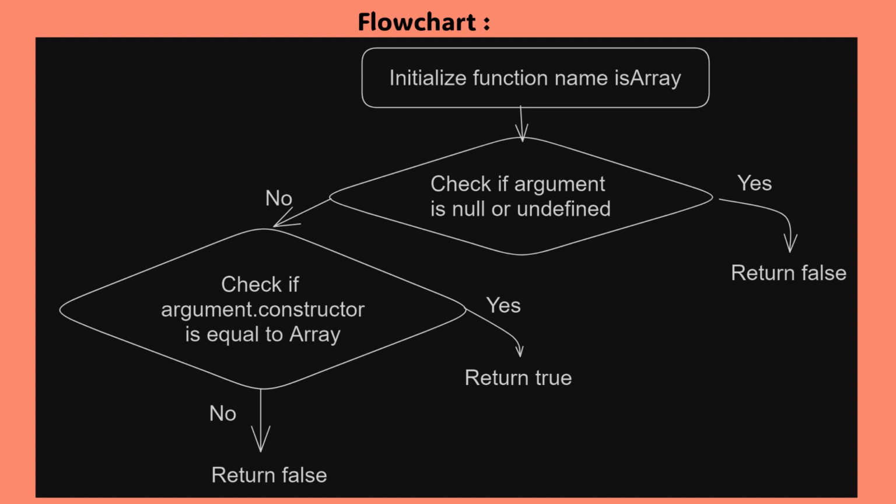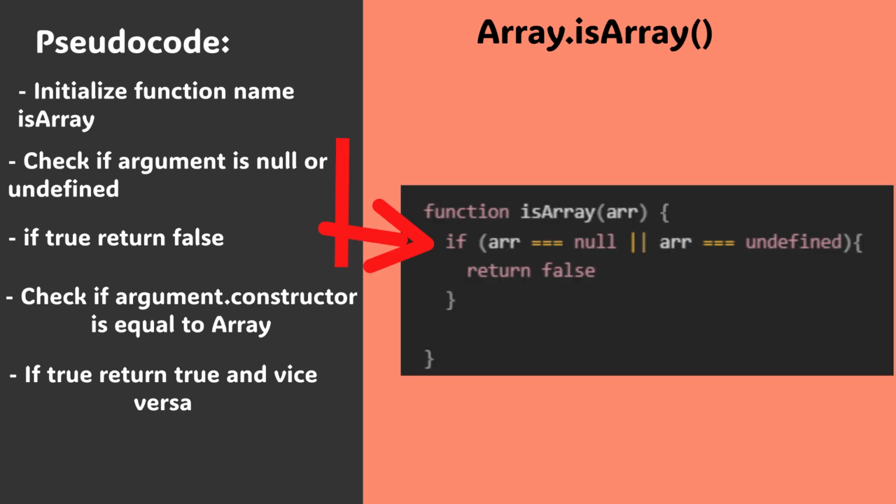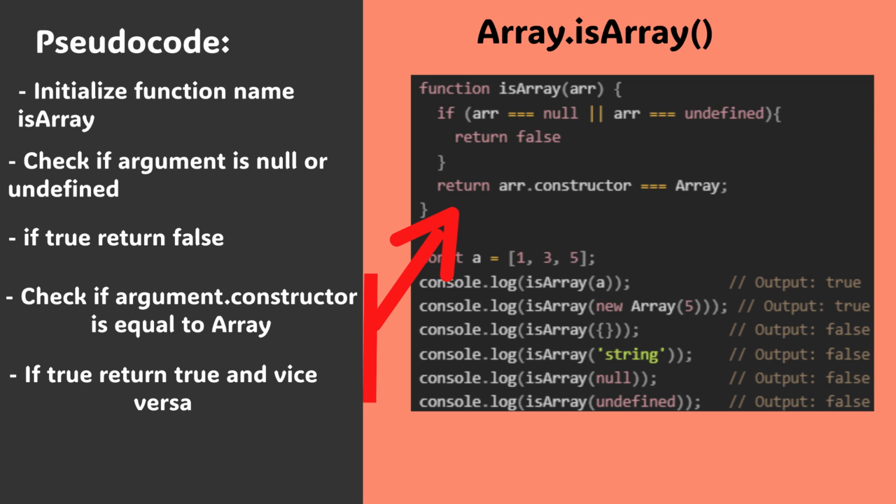Now, it's time to turn our algorithm into JavaScript code. First, we initialize our function and call it isArray. Then, check if the argument is null or undefined. If true, return false. Finally, check if argument.constructor is equal to Array. If true, return true and vice versa.